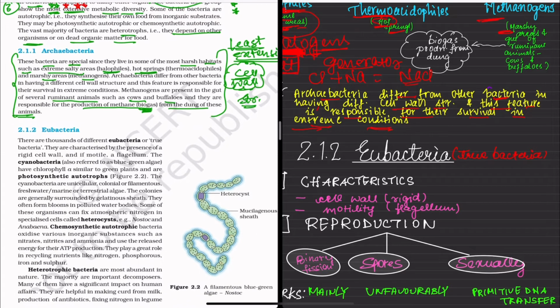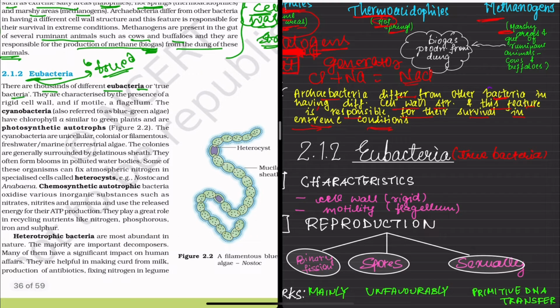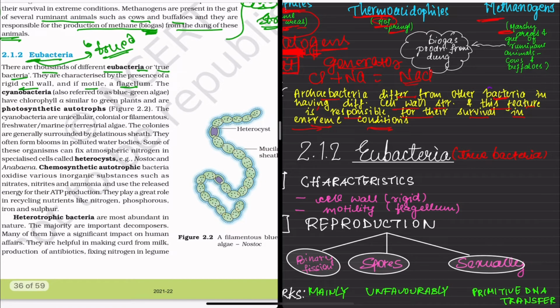And now comes eubacteria. There are thousands of different eubacteria. Eu means true. These eubacteria are characterized by the presence of a rigid cell wall. If motile, they have a flagellum. Then there are autotrophic eubacteria and heterotrophic eubacteria. Among autotrophic, we have photosynthetic, and then chemosynthetic autotrophic bacteria.